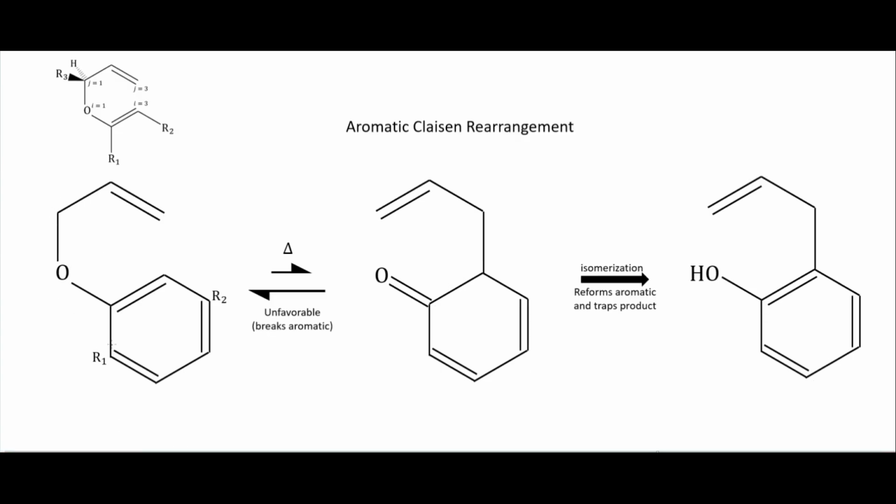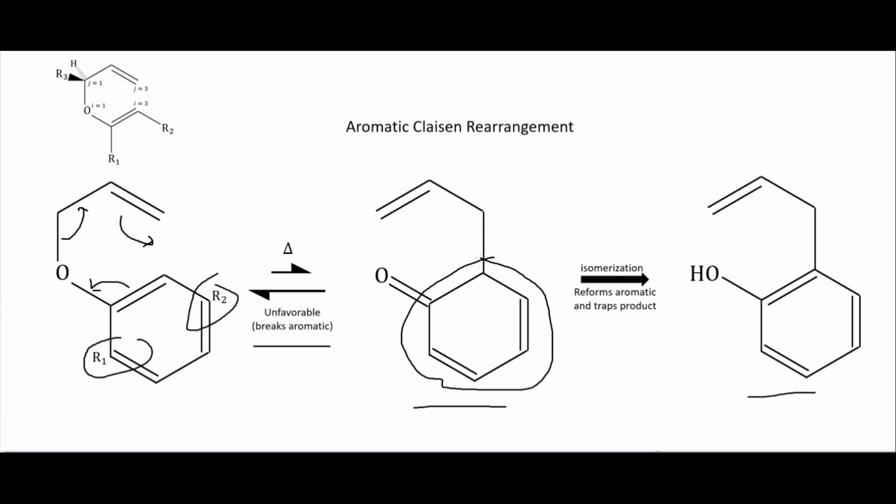Again, we have our R1 right here and our R2 right there. They come together to make this aromatic ring. We are going to have these electrons move there, these electrons move there, these ones move there, so that we end up with this. Then we are going to have an isomerization that makes this, because this first step is unfavorable since we're breaking the aromaticity on this ring right here. This isomerization reestablishes the aromaticity, and so that will actually trap it as the product in this case.